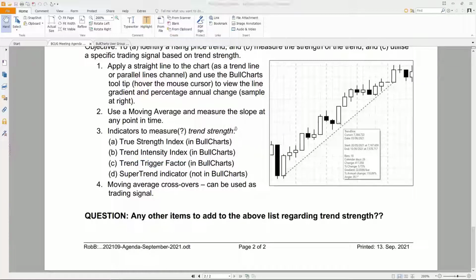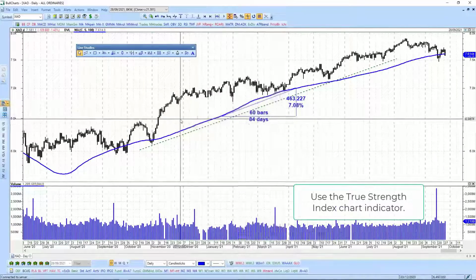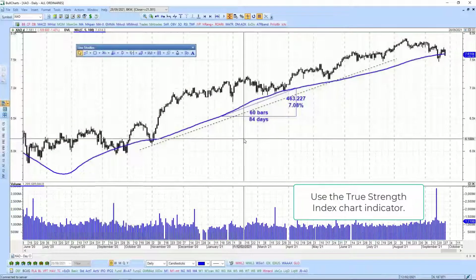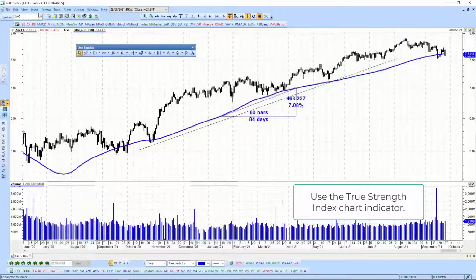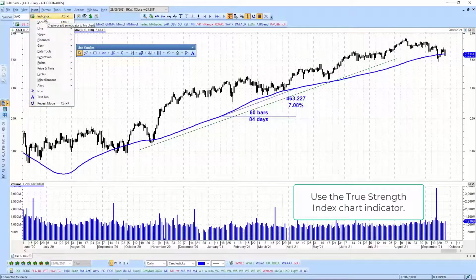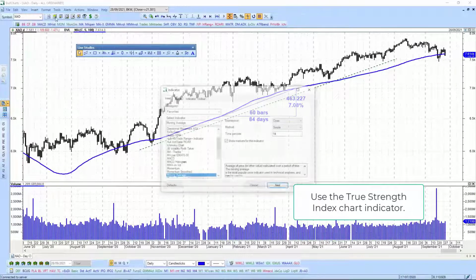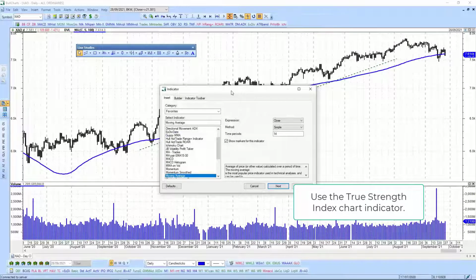The true strength index. I will use the menu option here, insert indicator. And for those who don't realize it, that's the same as using the control key and the letter I for insert, to get this dialog, insert indicator.